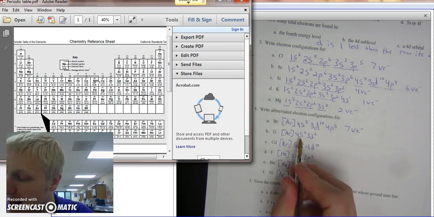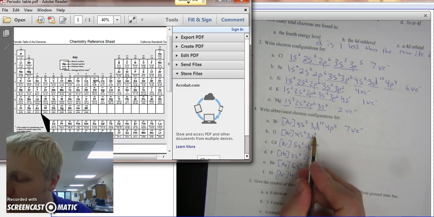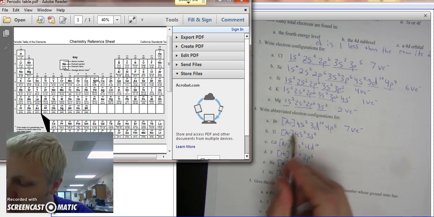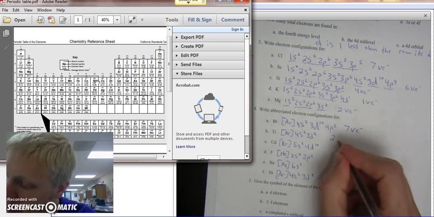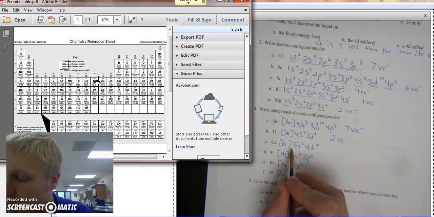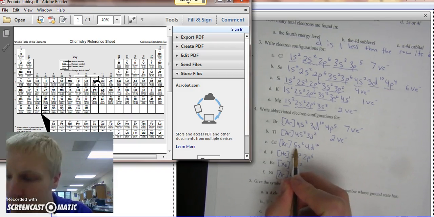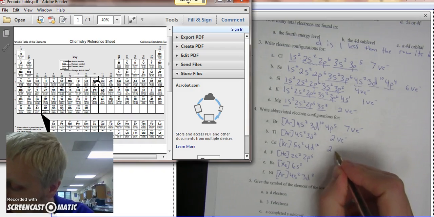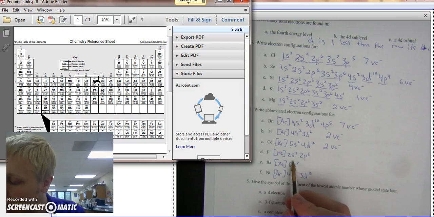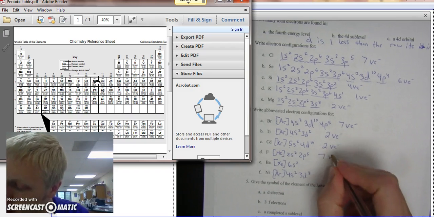Here we have titanium, 4s2, 3d2. 4 is the outermost energy level, so that 4s2 gives 2 valence electrons. Here, cadmium has 5 and 4. 5 is the outer one, so 2 valence electrons. Fluorine, the outer one looks like it's 2, so 2 plus 5 is 7. 7 valence electrons.